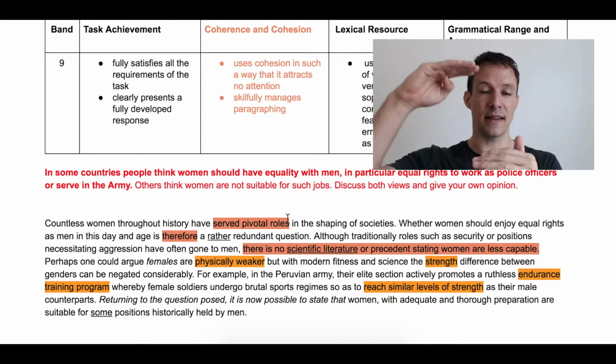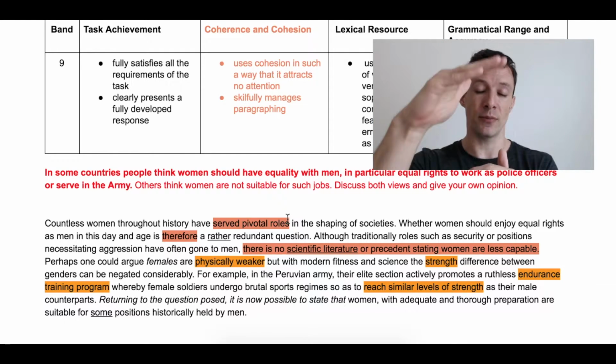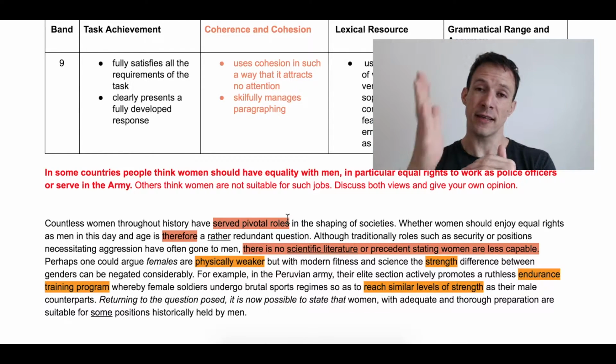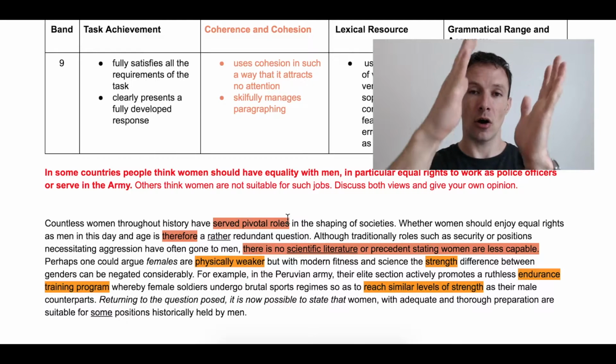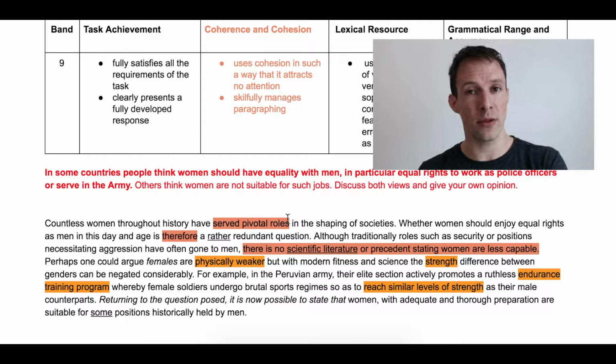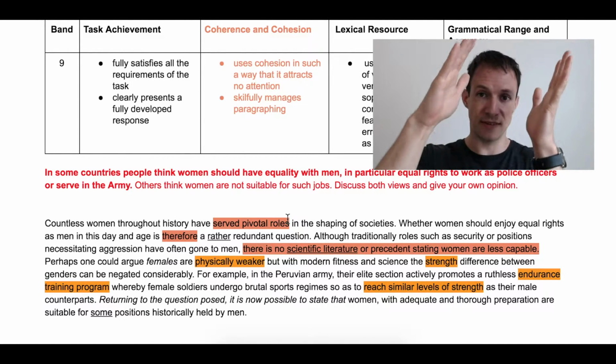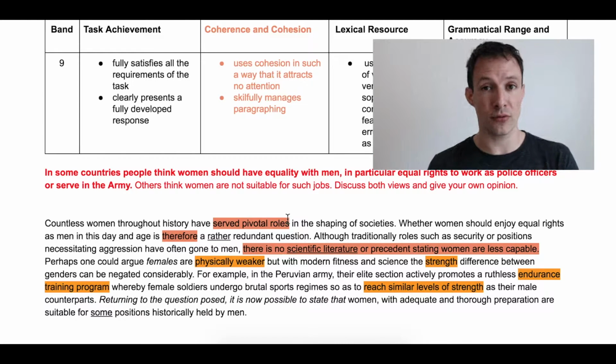So you can see that this refers to a point in the introduction, and this is why it's coherent, because there's the same thread, the same line of argument and topic going all the way through. And it's not going to be the same position, but it's going to be on the same topic all the way through the essay.